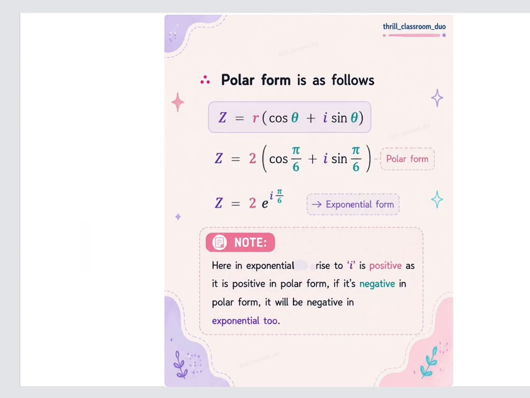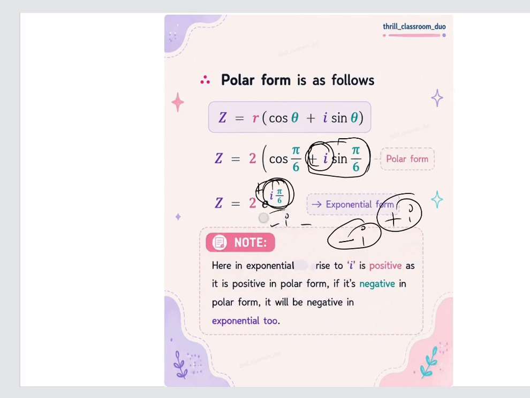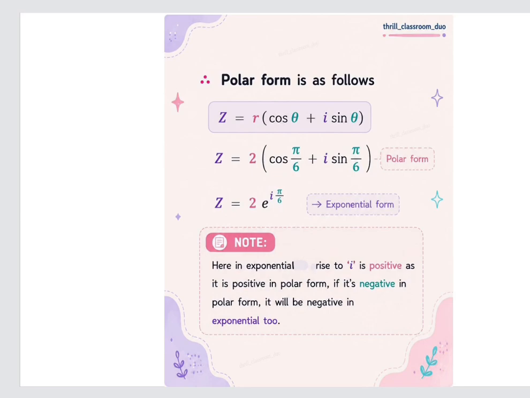Important point to be noted over here is the value of i, whether it should be positive or negative. Now you have to see the polar form. If in the polar form the value of i is plus i, then put plus i in the exponential form. But if it's minus i, then you have to put minus i in the exponential form. Now you can solve different sums based on polar and exponential form following the same method.